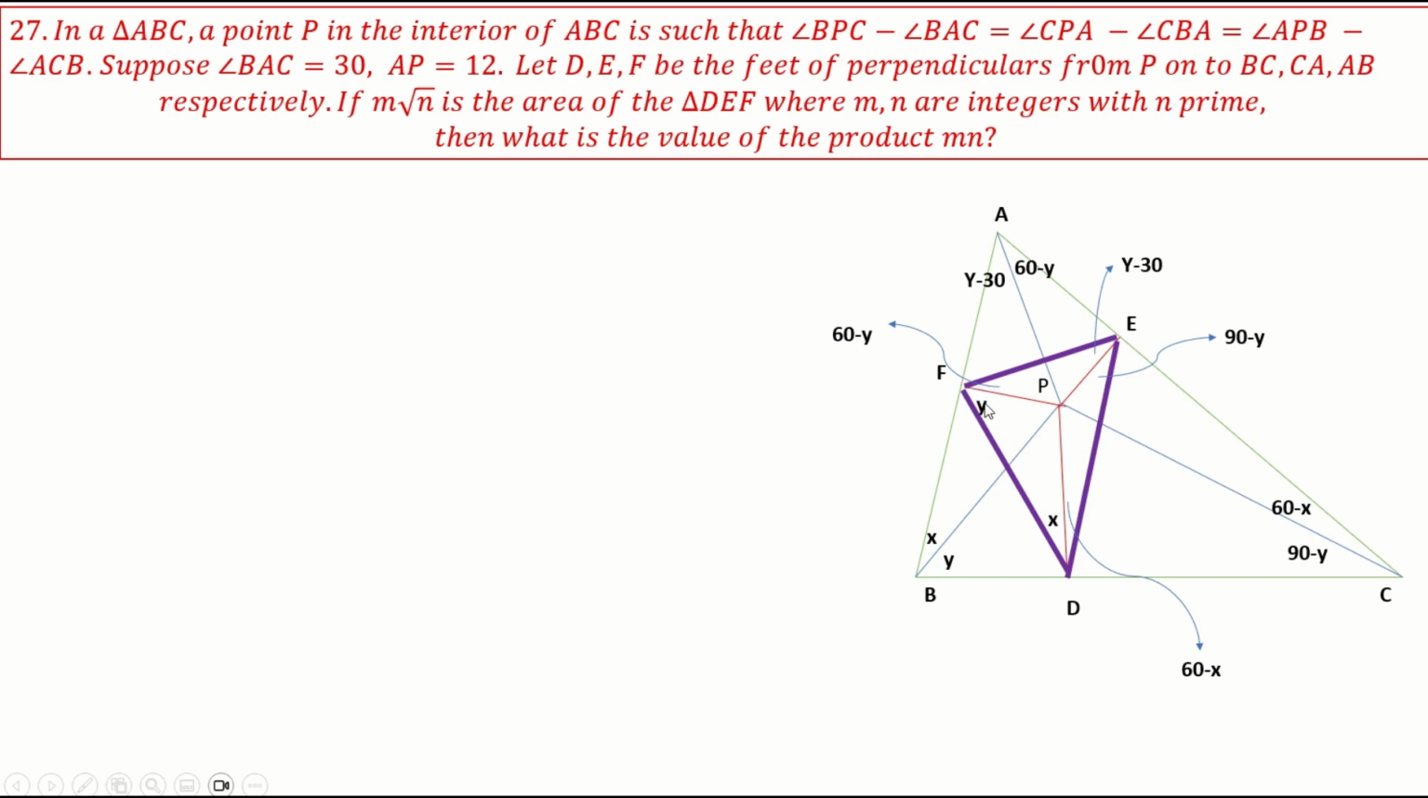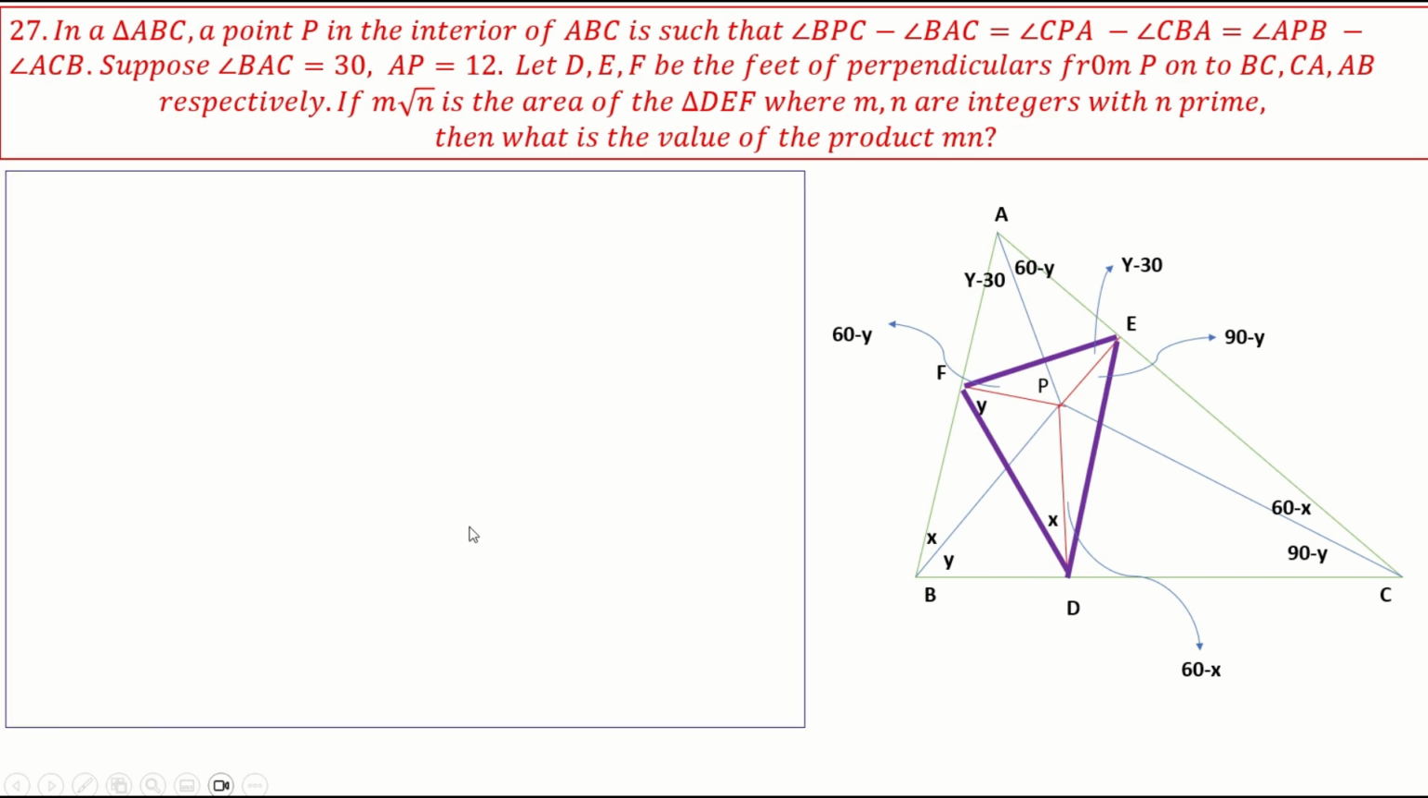Angle at F in triangle DEF is 60 minus y plus y, which is 60 degrees. Angle at D is x plus 60 minus x, which is 60 degrees. Angle at E is y minus 30 plus 90 minus y, which is 60 degrees, which means DEF is an equilateral triangle, right? This is an equilateral triangle.